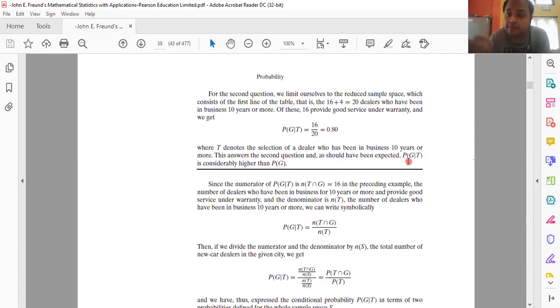And probability of capital G given T is considerably higher than probability of capital G. It is quite obvious because the size of the denominator has decreased in the second question. So it's quite natural, you think, what you have found with respect to the calculation.